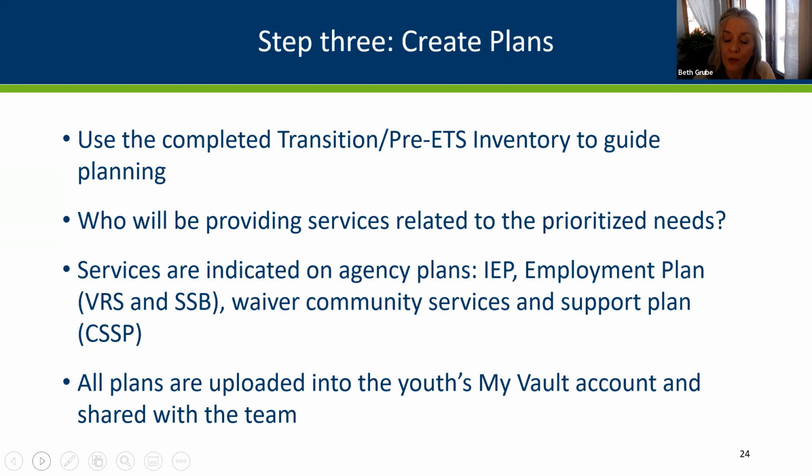So once those plans are completed, if it's a new plan or if it's an updated plan, then the youth should again be supported in helping them put the plan into their own vault account. So right now, I know on the waiver side anyway, paper plans are sent out to people. So the community support plan is completed and a paper plan is sent. And I see Lindsay, you're nodding, so we're still doing paper, right? Living in the 1900s.